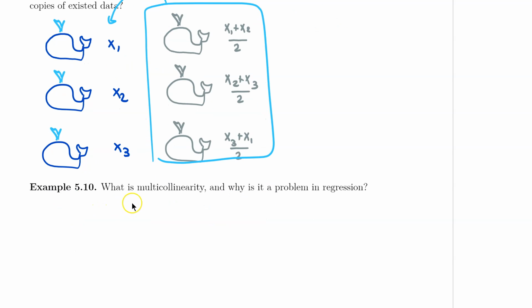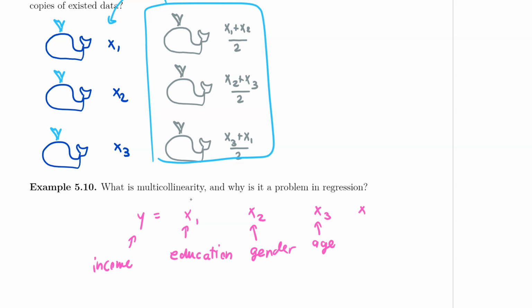Now for the last one, multicollinearity. It is a term in statistics that refers to when my independent variables are not exactly independent. For example, if I would like to find out whether the income of a person has anything to do with their education, or maybe their gender, or maybe their age, or maybe their year of birth.